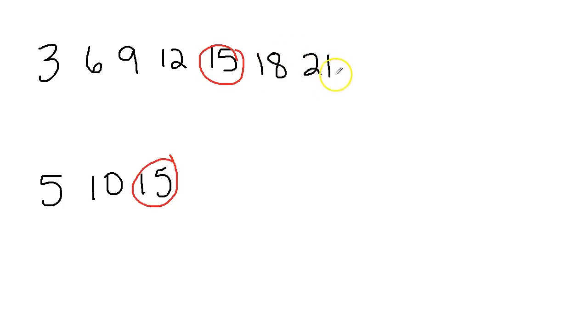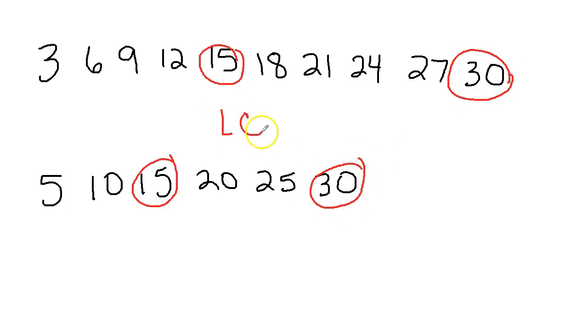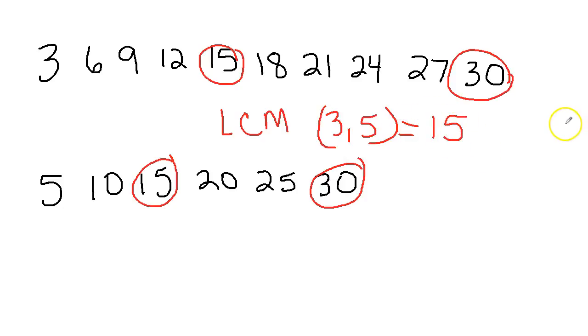So that will be 18, 21, 24, 27, 30. 15 over here, right? 20, 25, 30. Boom, boom, boom. There we go. Another common multiple. Therefore, we know that the least common multiple for the numbers 3 and 5 is 15. That's how you find the least common multiple.